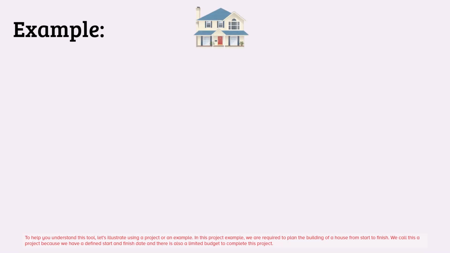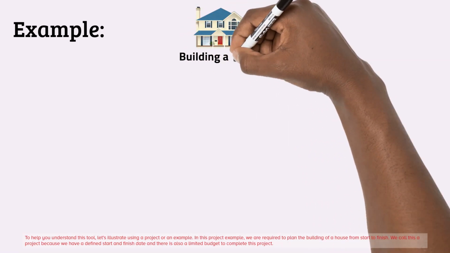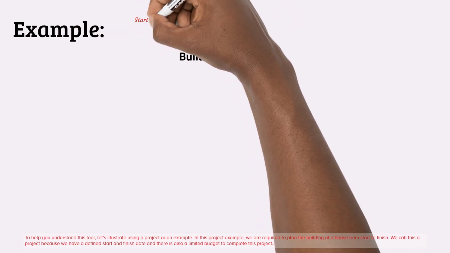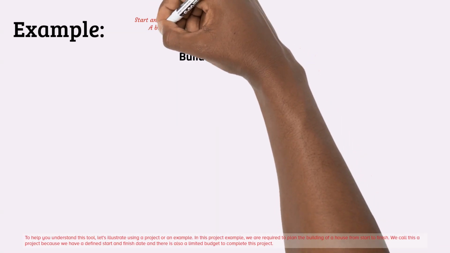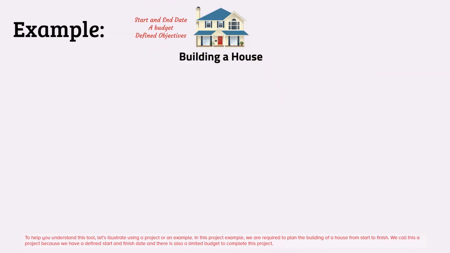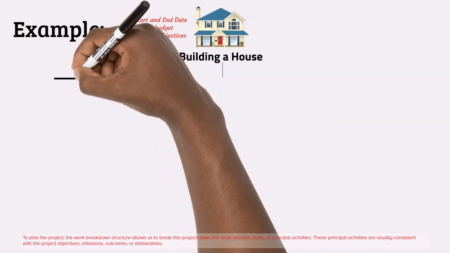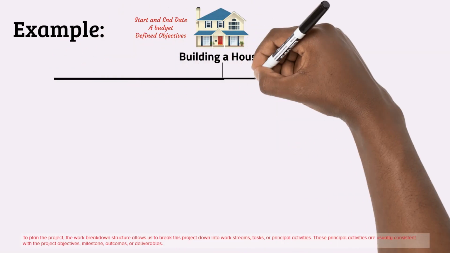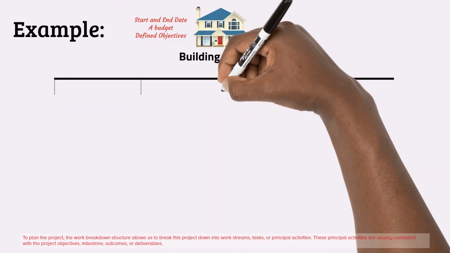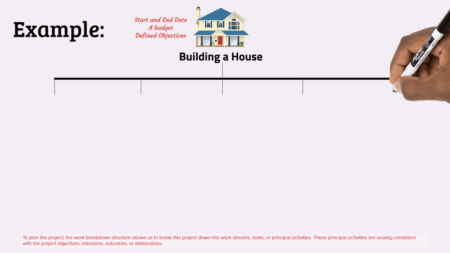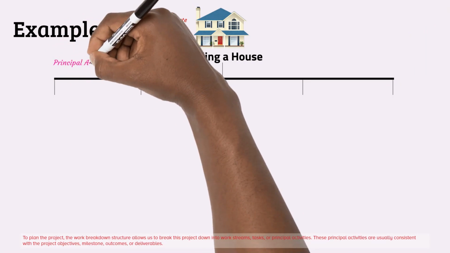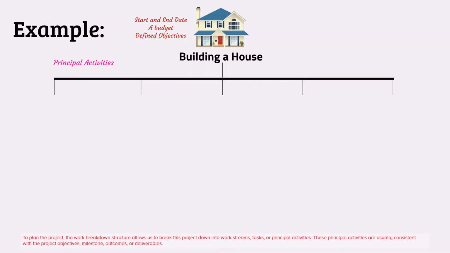In this project example, we are required to plan the building of a house from start to finish. We call this a project because we have a defined start and finish date, and there is also a limited budget to complete this project. To plan the project, the work breakdown structure allows us to break this project down into work streams, tasks, or principal activities. These principal activities are usually consistent with the project objectives, milestone, outcomes, or deliverables.